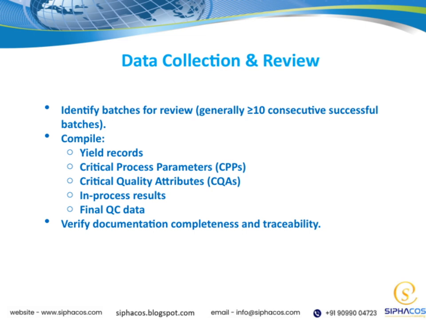Once we've identified these batches, the next step is to compile all relevant data. This includes yield records, which show us how much product we produced each time. We also gather critical process parameters, or CPPs, which are the key variables we control during manufacturing. Alongside that, we review critical quality attributes, or CQAs, which are the characteristics of the product that ensure its quality. In addition, we look at in-process results, which give us real-time insights during production, and final QC data, which confirms the product meets specifications before release.